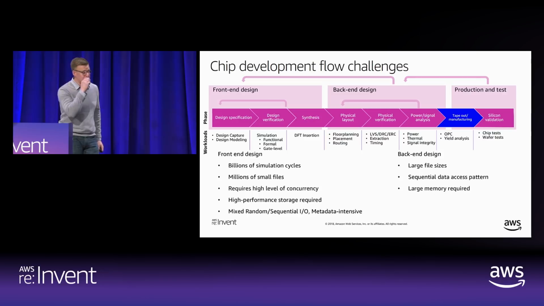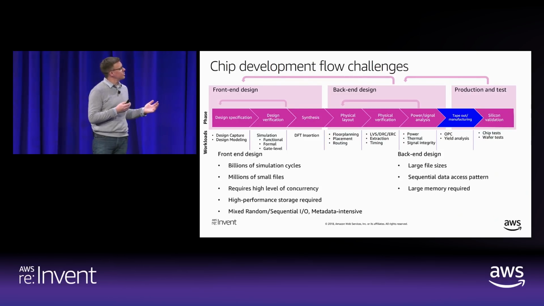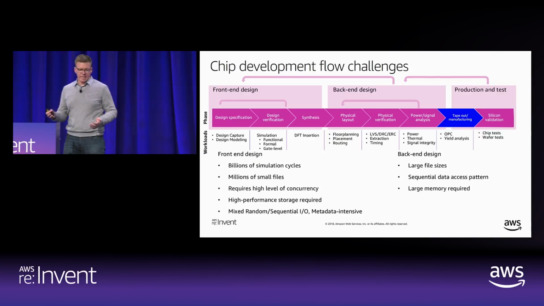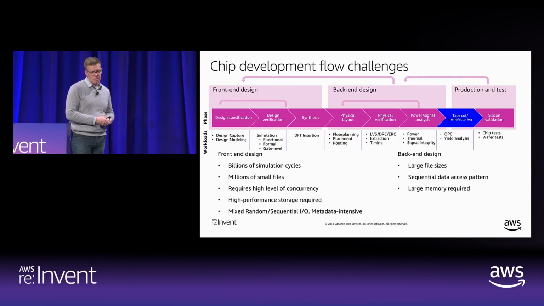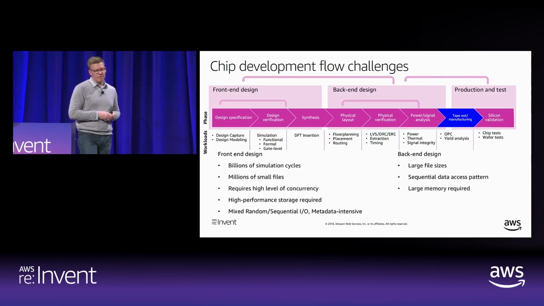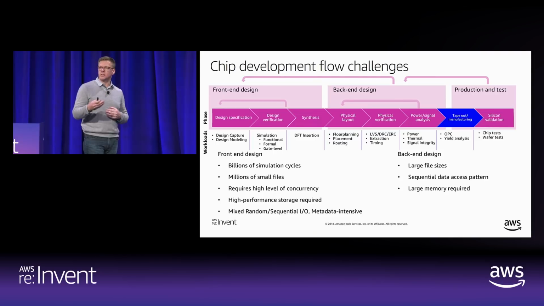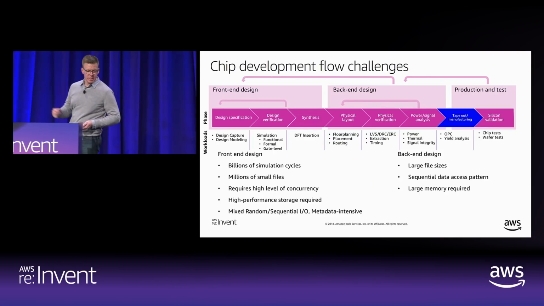So let's go over some of the challenges and work our way down from the top. The first, you can break it down into three distinct phases in the development cycle: the front end, the back end, and the production and test, the post-silicon. Breaking down the front end, you've got design specification, trying to understand what your needs are, what the product needs for 2 to 4 years out.